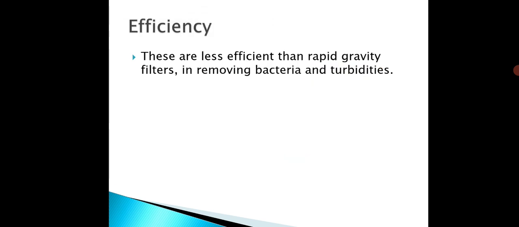Then we will discuss about the efficiency of the pressure filter. The pressure filters are less efficient than the rapid gravity filters in removing bacteria and turbidities. But these type of filters are preferred for treating small quantities. For example, they may be installed for colonies of few houses, individual industries, swimming pools, railway stations, etc. So this is all about your pressure filter.